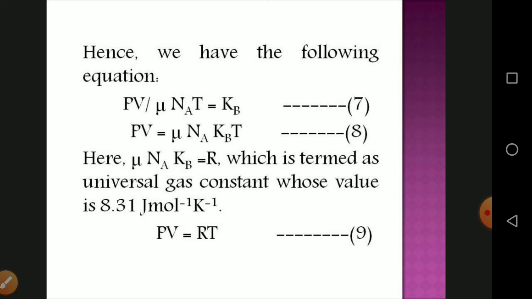It is termed the universal gas constant, denoted as R, whose value is 8.31 joule per mole Kelvin. So we should write PV is equal to R into T.